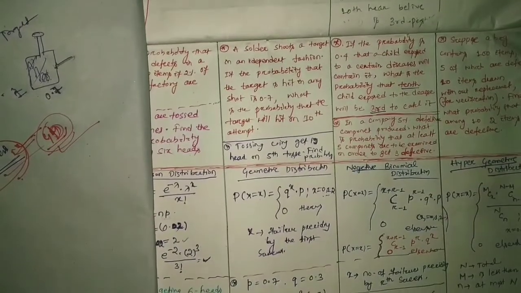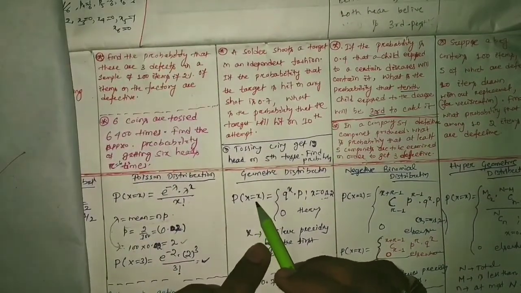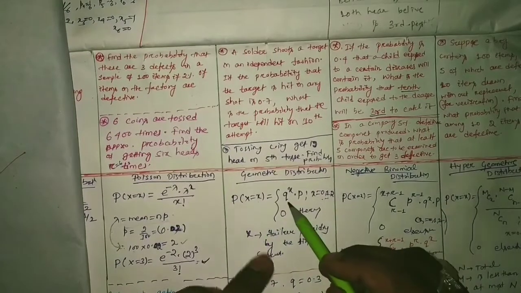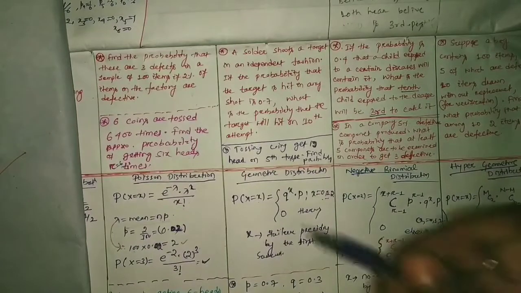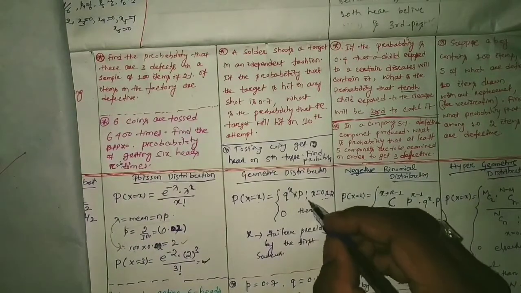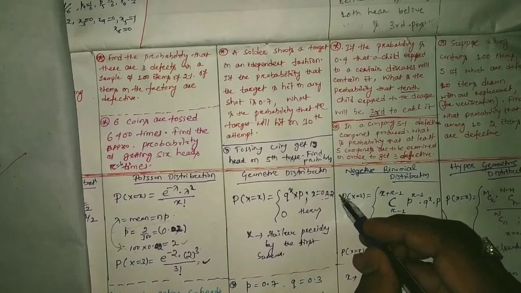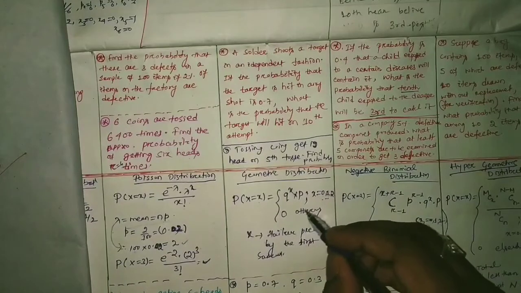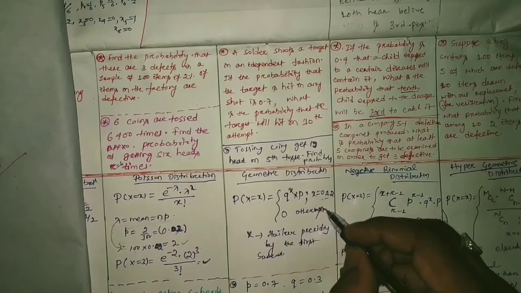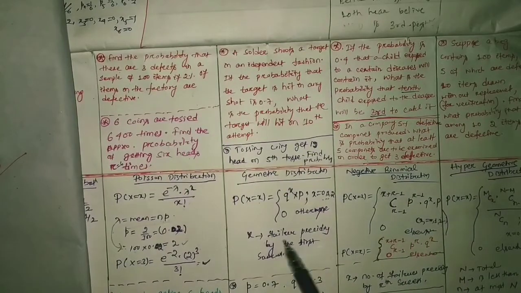So for geometric distribution, the PMF is P(X = x) equals q to the power x into p, such that x will be 0, 1, 2 and so on, 0 otherwise. Okay, so this X indicates the number of failures preceding the first success.